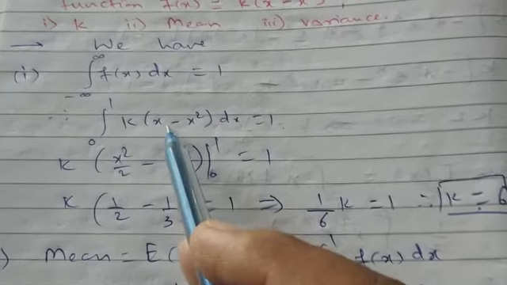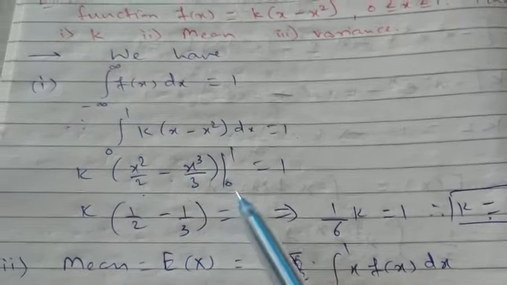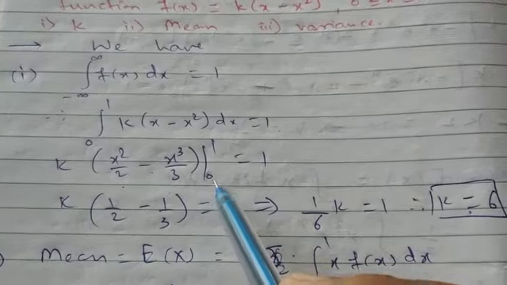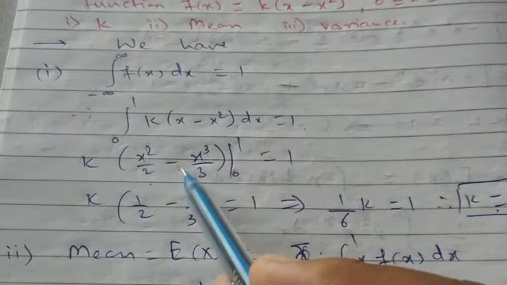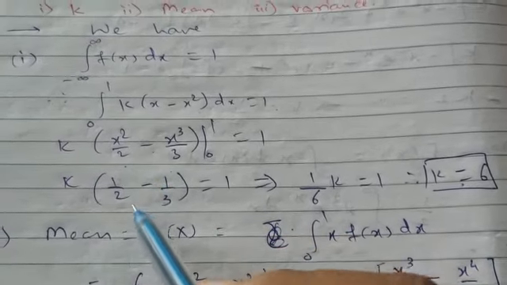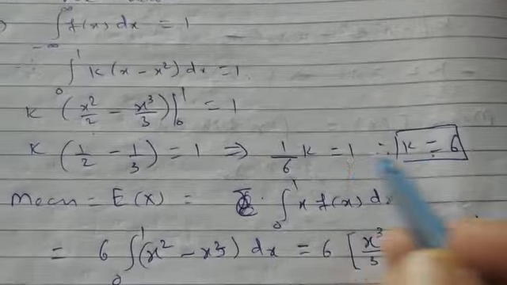So k into integration of x is x square by 2 minus integration of x square is x cube by 3. Limits are from 0 to 1, equal to 1. So k into, the lower limit is 0, so the upper limit gives 1 by 2 minus 1 by 3 equal to 1. So the value of this term is 1 by 6 into k equal to 1. So k is 6. So this is the value of k. The second part is to find out the mean.